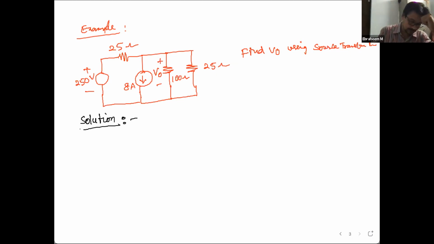In the circuit we have a voltage source of 250 volts in series with 25 ohms. Consider this 25 ohms as the internal resistance of the 250 volt source, and convert it into a current source. We can do that also, right? Yes or no?